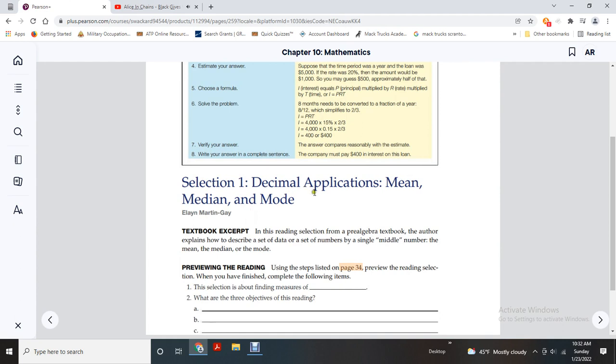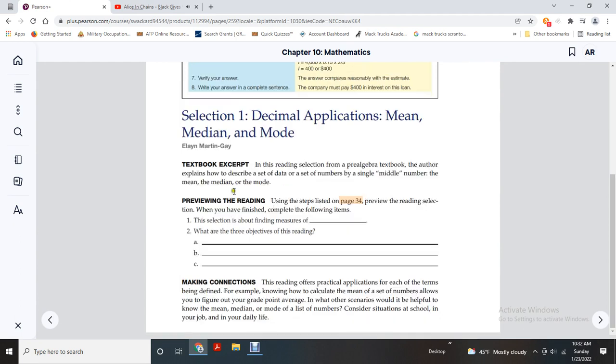All right. Section 1, Decimal Applications: Mean, Median, and Mode. Textbook excerpt: reading Section 1 in the algebra text. The author explains how to describe sets of numbers using the middle, the median, and the mode. Use the steps on page 34 to review the problem-solving steps. You can finish the complete section on page 34.